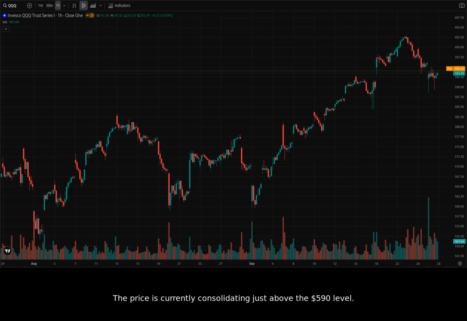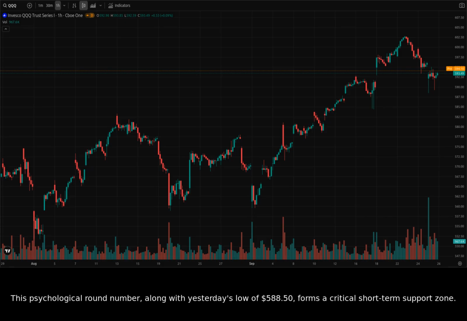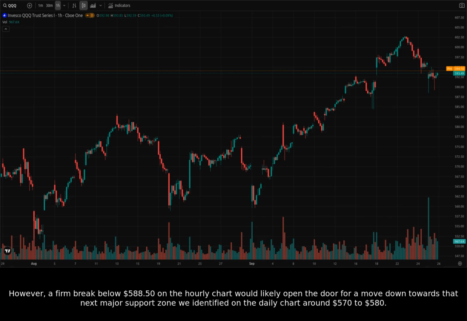The price is currently consolidating just above the $590 level. This psychological round number, along with yesterday's low of $588.50, forms a critical short-term support zone. A bounce from here could see a retest of resistance around the $596 to $598 area. However, a firm break below $588.50 on the hourly chart would likely open the door for a move down towards that next major support zone we identified on the daily chart around $570 to $580.